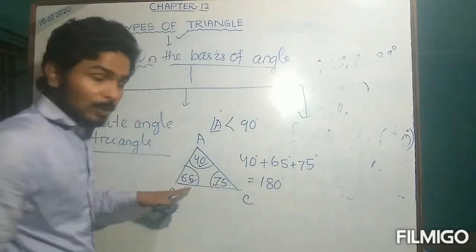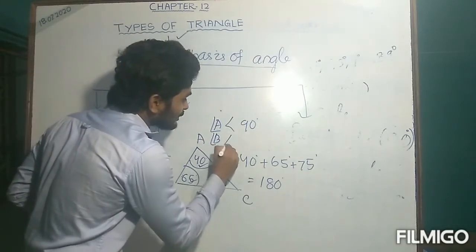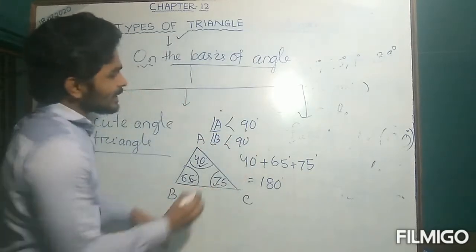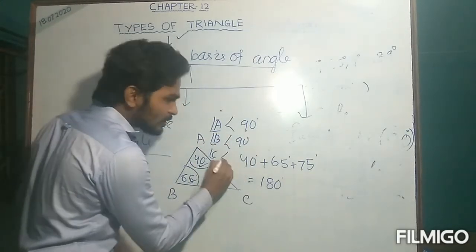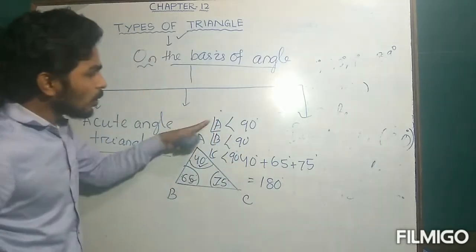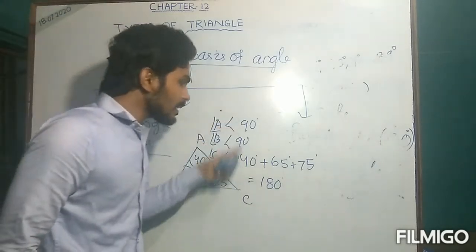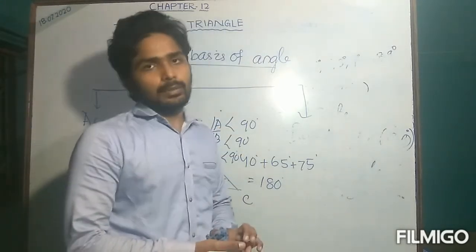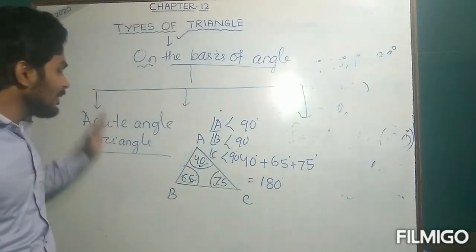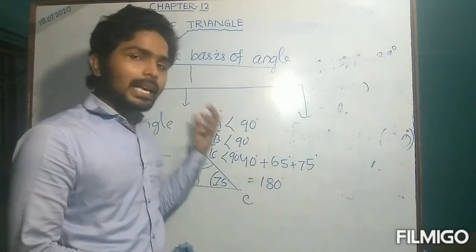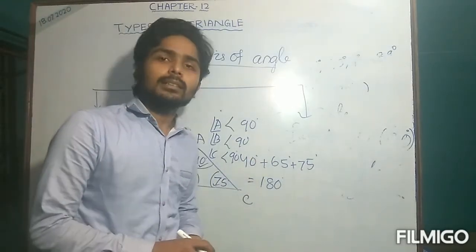Angle B is 65, which is also less than 90 degree. The angle C is 75 degree, which is also less than 90 degree. So all the three angles are less than 90 degree. That means they are acute. So if in any triangle all the angles are acute, then it is known as acute angle triangle.